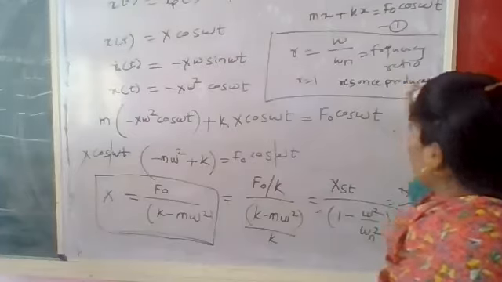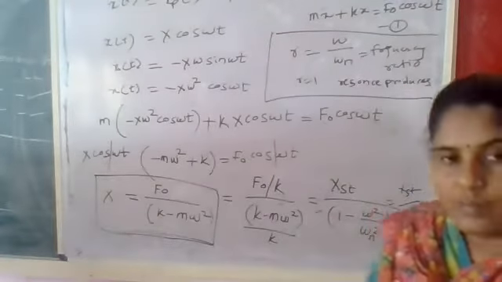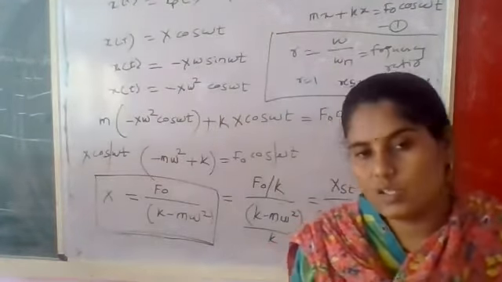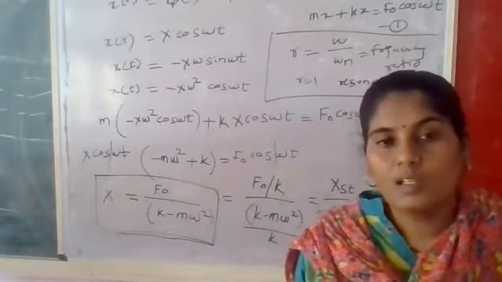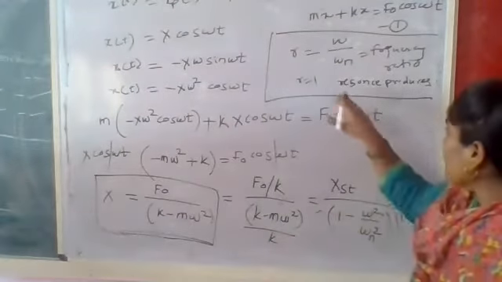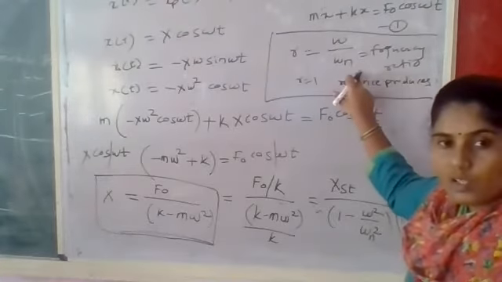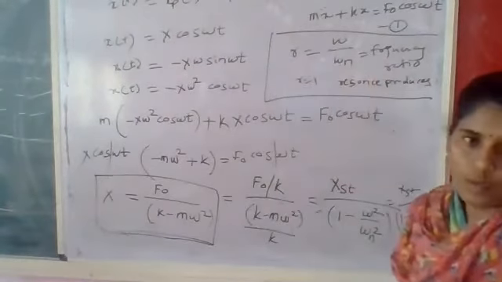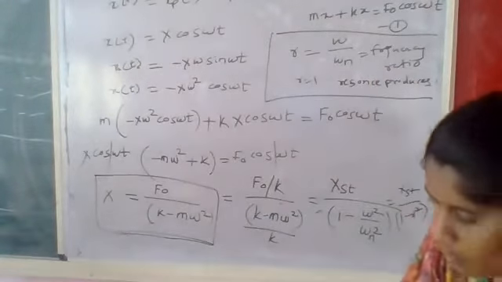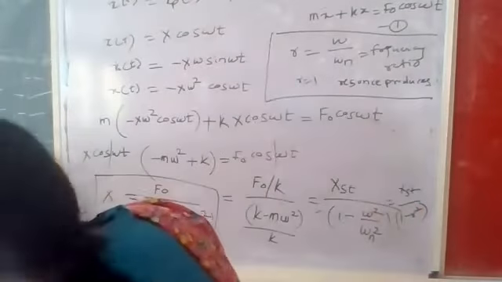That is, when the forced frequency and the natural frequency both are the same, at that time resonance will be produced, and the values of omega and omega n are the same, so r is equal to 1. So up to this we have covered. We go for the next point.